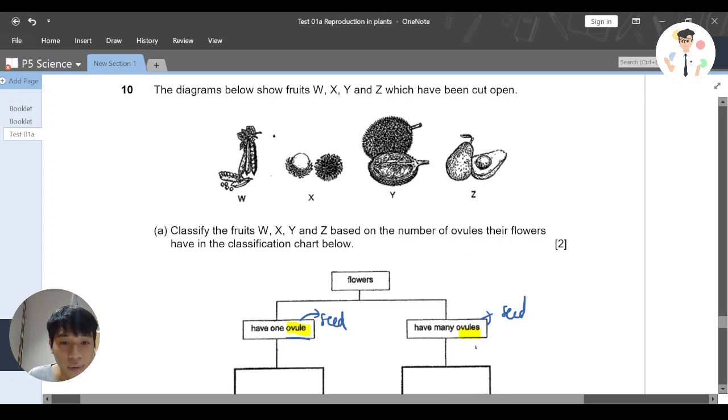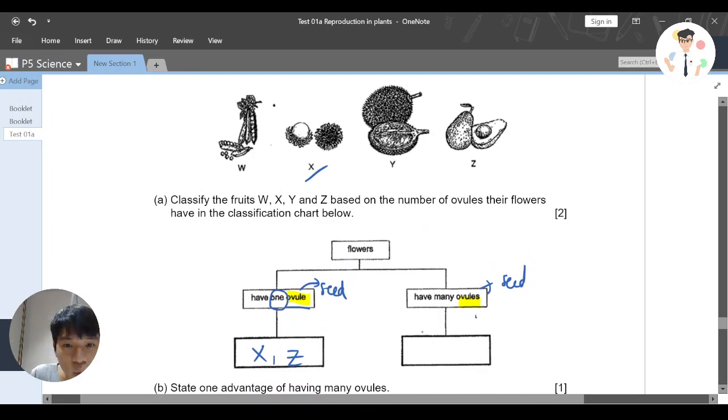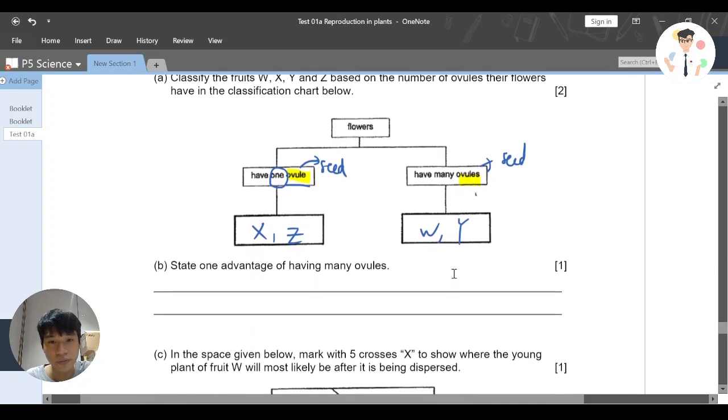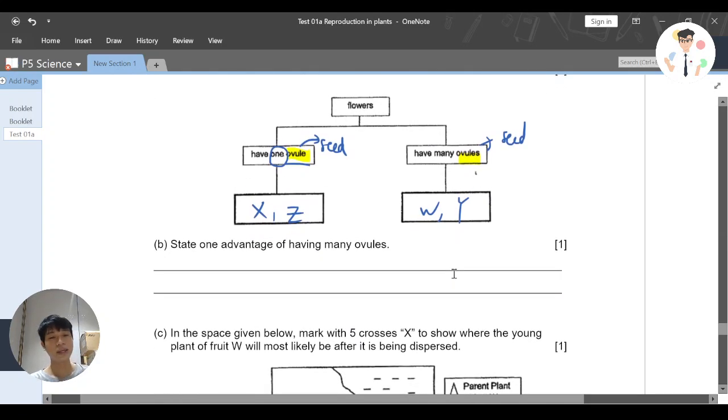So here's a 1. As we can see, X is the rambutan, we have 1. Y, no, Z avocado, yes. They have many, I think W works and is very obvious. How about Y? Durian. Yeah, many also. So we know it's X, Z, W, Y. Okay. Now, here he's asking to state one advantage of having many ovules.